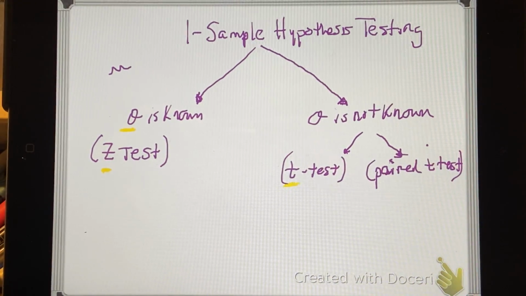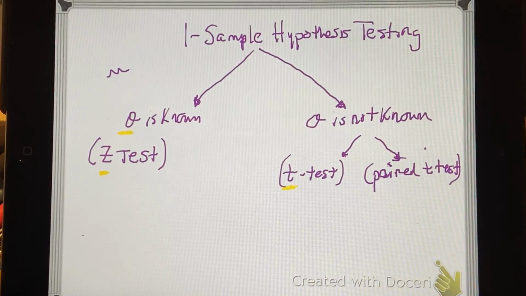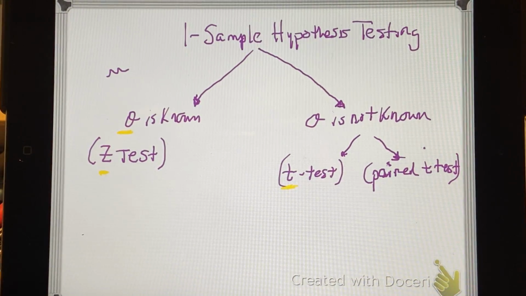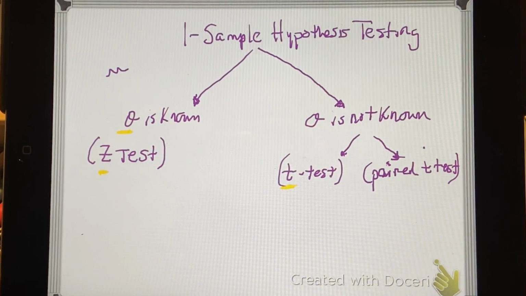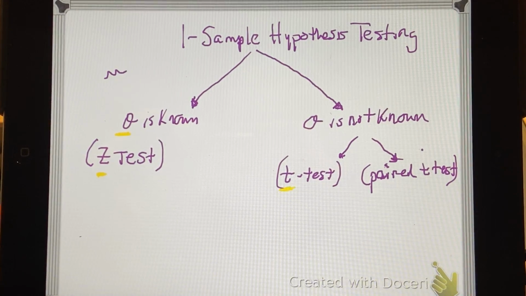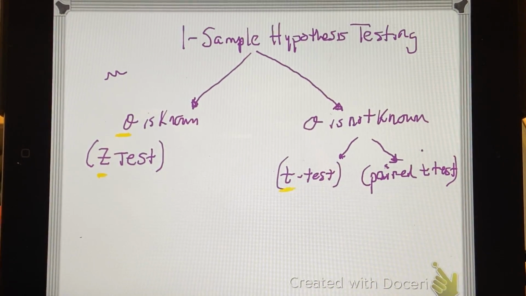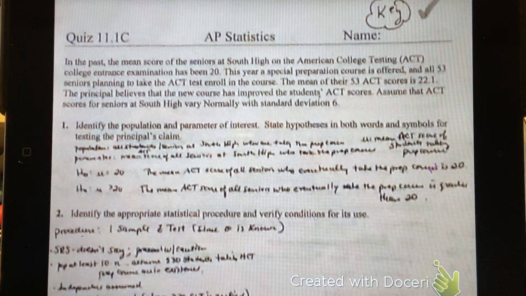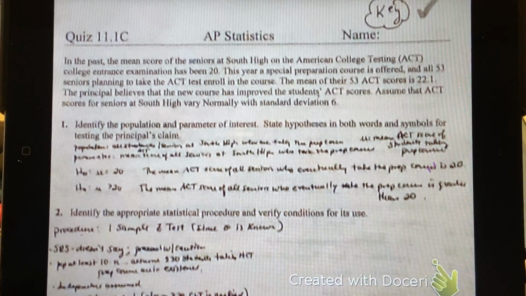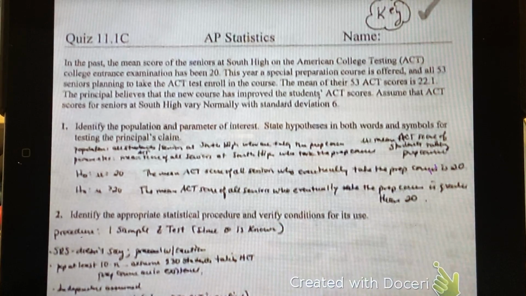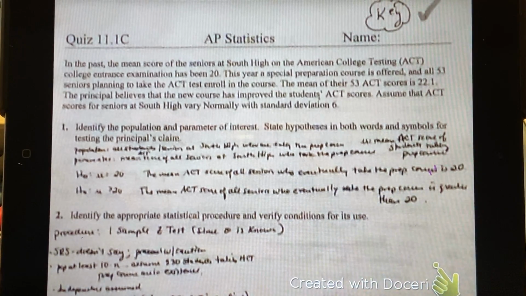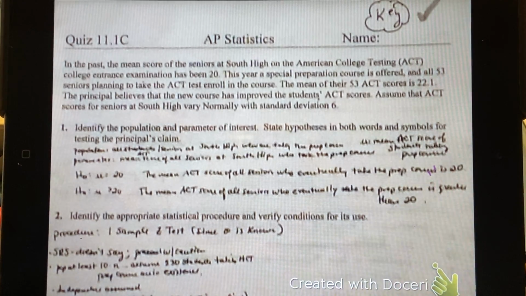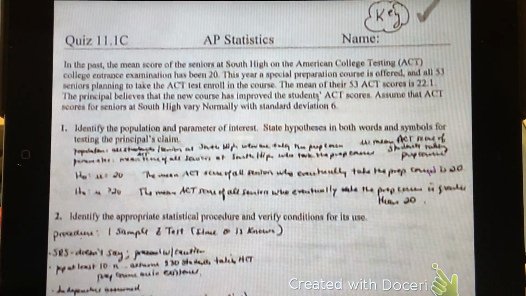Okay, and so I've already loaded up the handout answers. I thought it was a little easier to go through it if I've already kind of sort of written it out. Okay, so the first question I'm going to be doing is 11.1c. And so they're doing a test comparing some scores on the ACT at this particular high school. They call it South High.